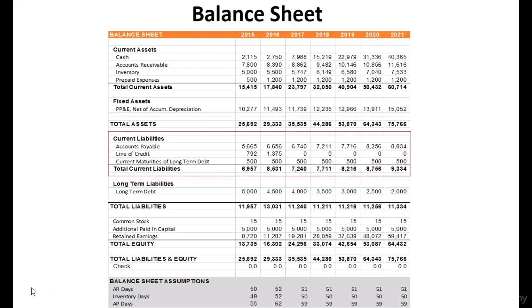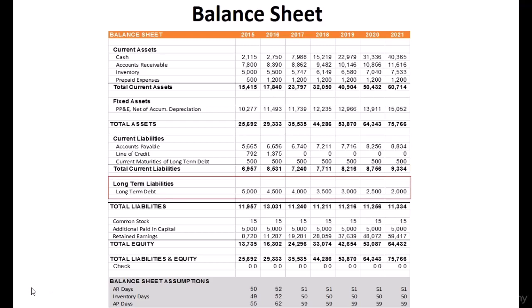So next here we have our current liabilities. Our current liabilities start with our accounts payable. These are our short-term liabilities, and these are things we have to pay off quickly. Our accounts payable are normally expected to be paid within 30 days. Our line of credit is the money that we've been borrowing on credit, and our current maturities of long-term debt are the long-term debt that is now due within a year.